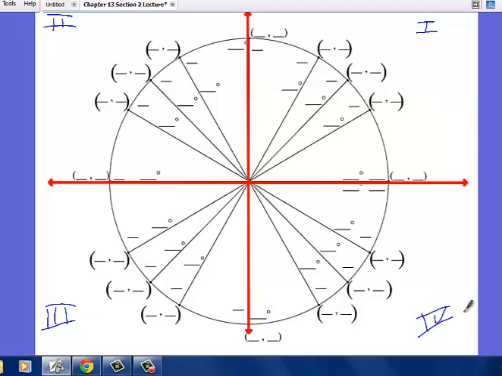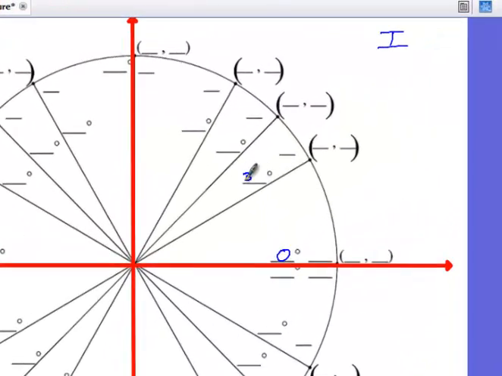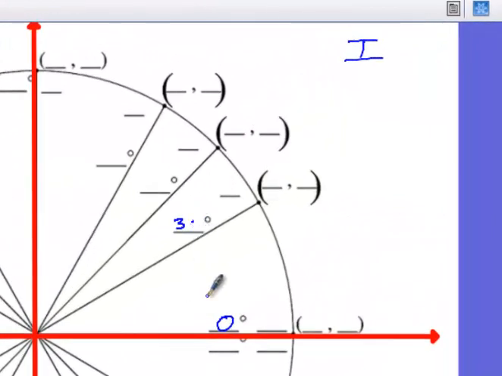Okay, everybody good with that? Yeah? All right, and from where we picked up yesterday, how many degrees is right here? And then here? Right here. 30? Okay. Is everybody okay with the first quadrant?